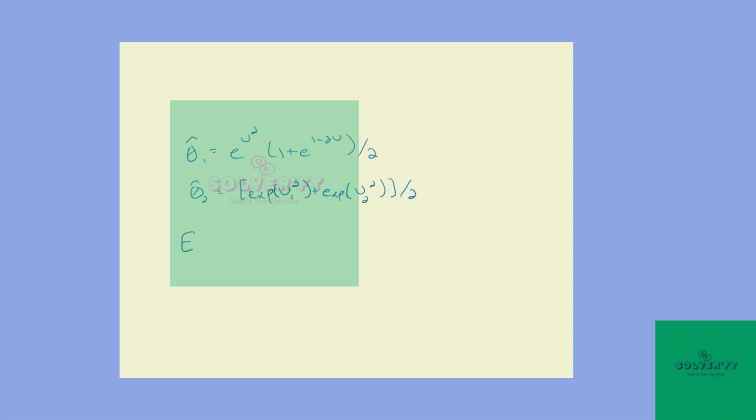So the expected value of the first estimator would be the expected value of e to the u squared times (1 plus e to the 1 minus 2u) over 2. And since u is uniformly distributed over 0 to 1, then this would be equal to 1/2, just rewriting some things and simplifying.